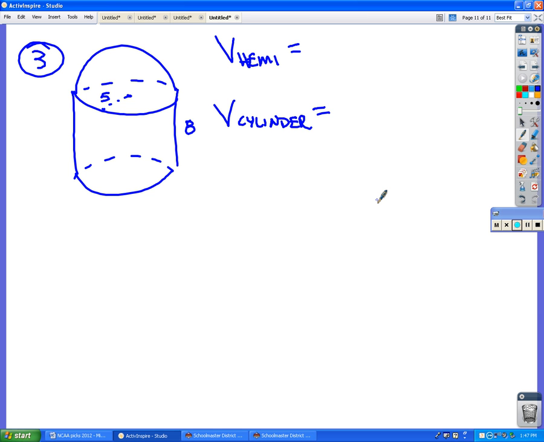Okay. All right, hold on. Stay with me. What's the formula for the volume of a hemisphere? 2/3 pi r cubed, because it's volume. Okay. So again, you can just do that straight on your calculator. 2 times pi times 5 cubed divided by 3.